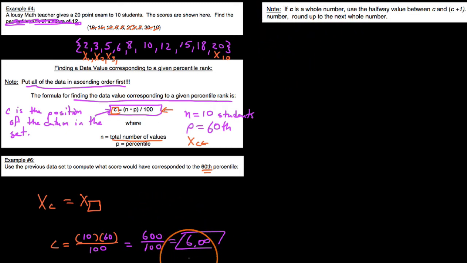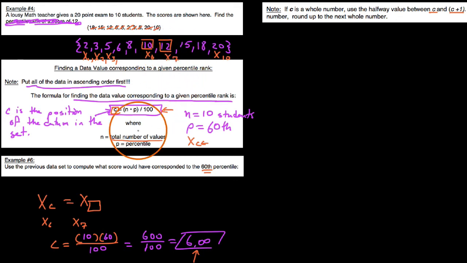If the position we calculate, which is not very common, we just had a data set with 10 data, and so that's why it came out this way, but if C is a whole number, it says use the halfway value between the C'th spot and the C plus 1th spot. So what's in the C'th spot? Well, C is 6. So we want the data value that is between the 6th and the 7th spot. Looking at our data set up here, 1, 2, 3, 4, 5, 6. 10 is in the 6th spot, and 12 is in the 7th spot.